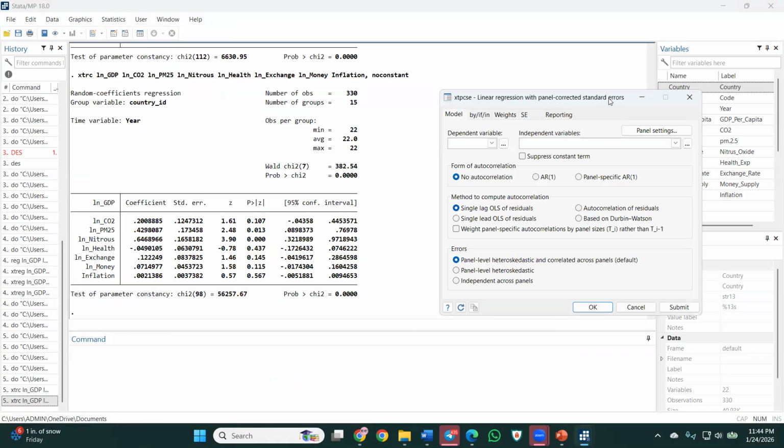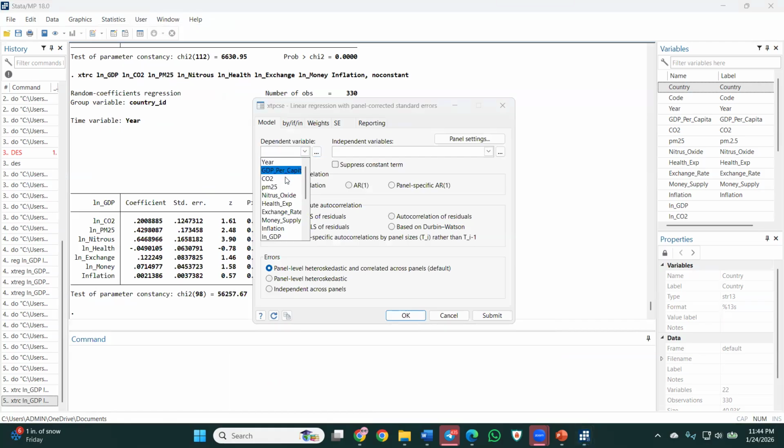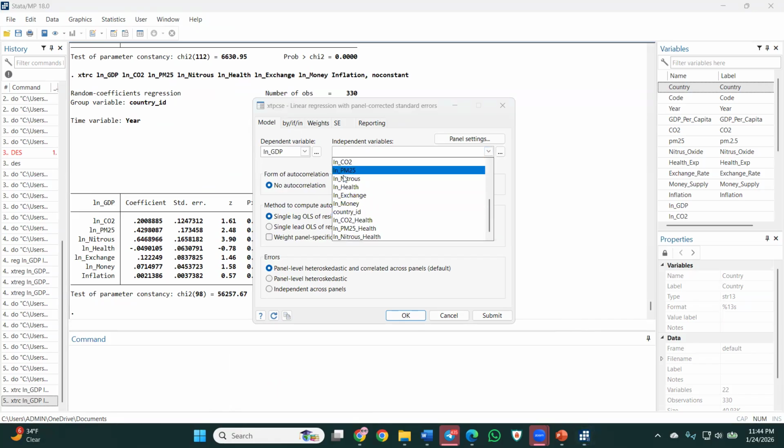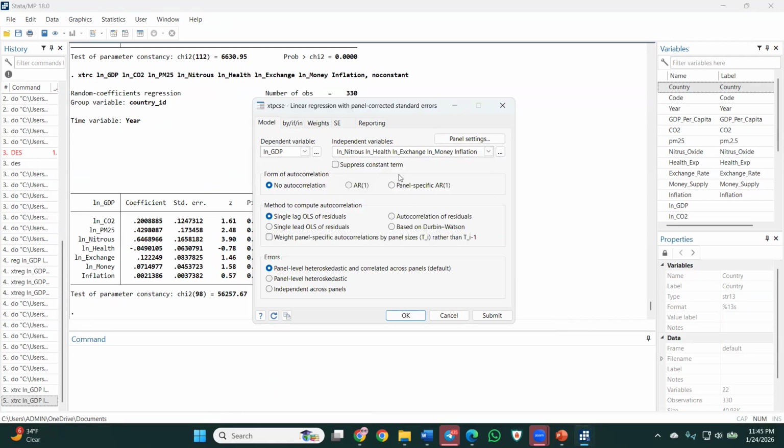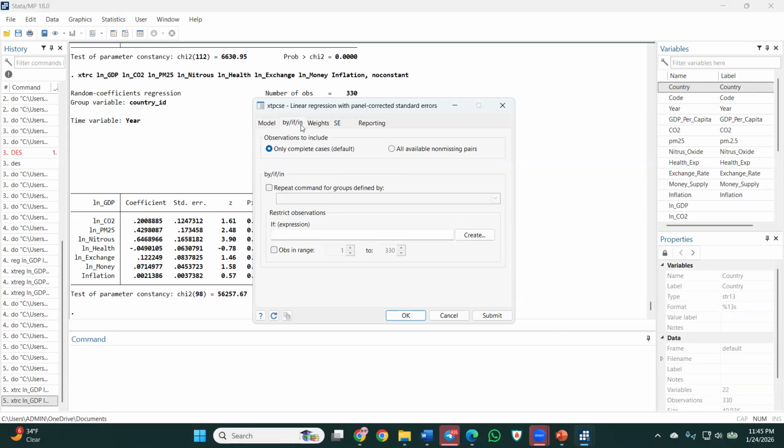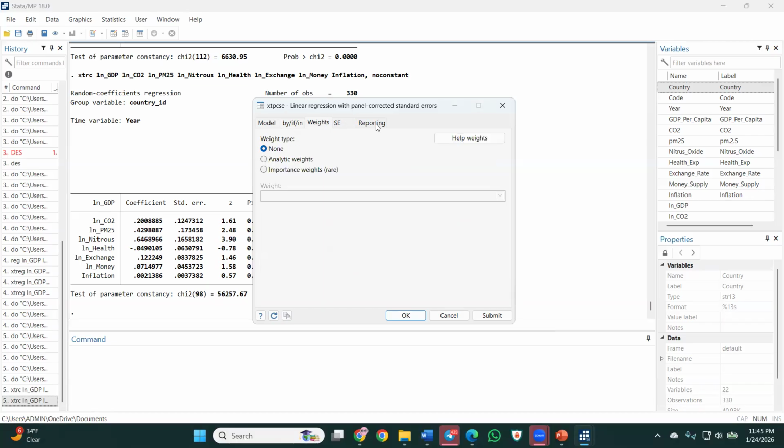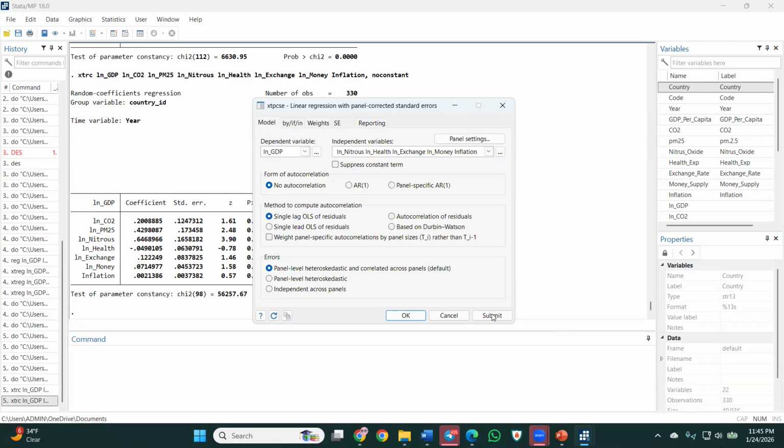Okay, so the panel corrected standard error, you select your dependent variable. Those who are allergic to codes, you can try this one. So GDP, CO2, PM 2.5, nitrous oxide, health, money, and then inflation. So you can play with these things. You have the panel specific AR autocorrelation of residuals based on Durbin-Watson, single lag OLS, weight panel, each of them. You can use any of them, but it should have a theoretical meaning. Okay, let me run it.